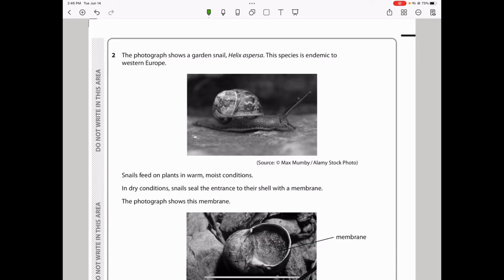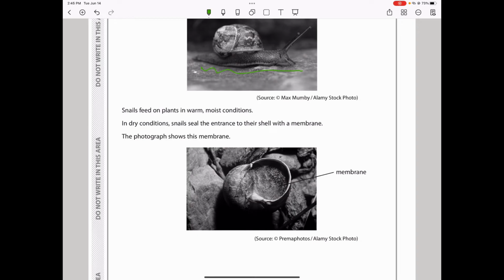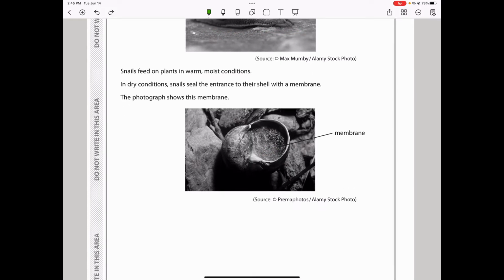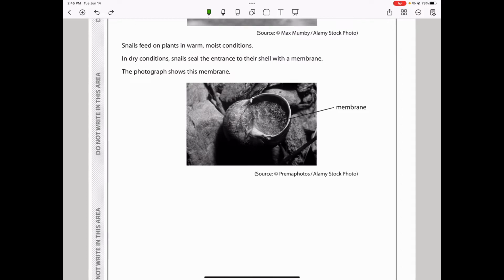Question 2. The photograph shows our garden snail, Helix aspersa. This species is endemic to Western Europe. So we can see the snail here. And the next part says, snails feed on plants in warm, moist conditions. In dry conditions, snails seal the entrance to their shell with a membrane. The photograph shows this membrane. This is the membrane you can see here on that surface. It has sealed the entrance to where the snail is.